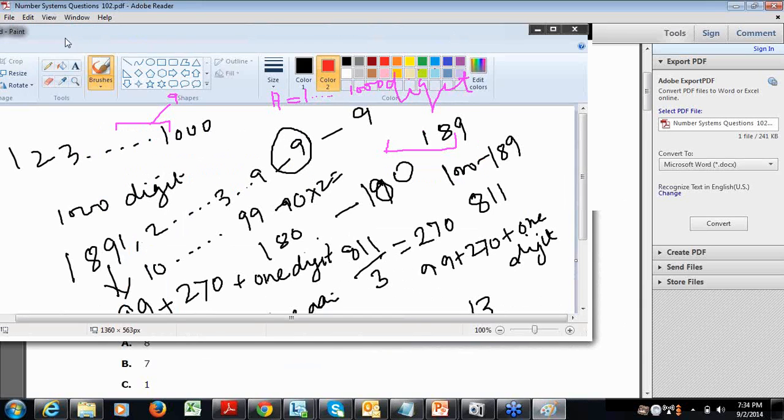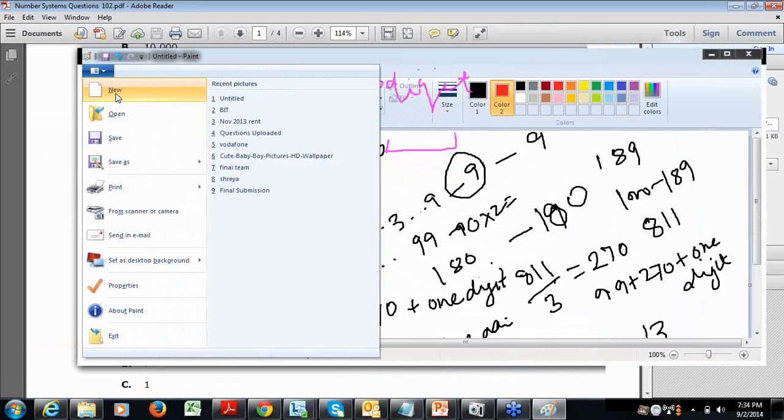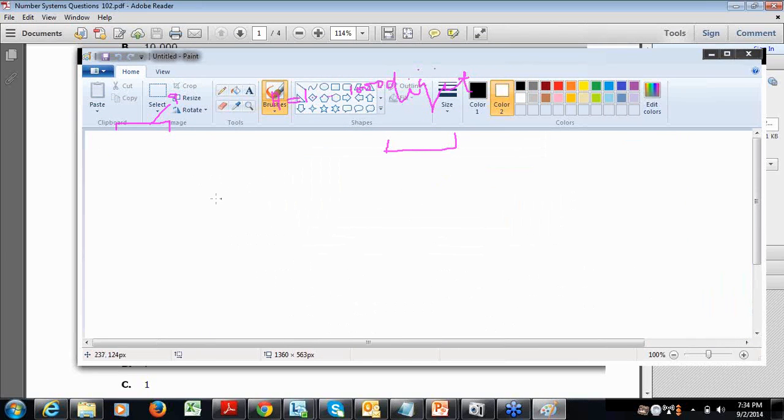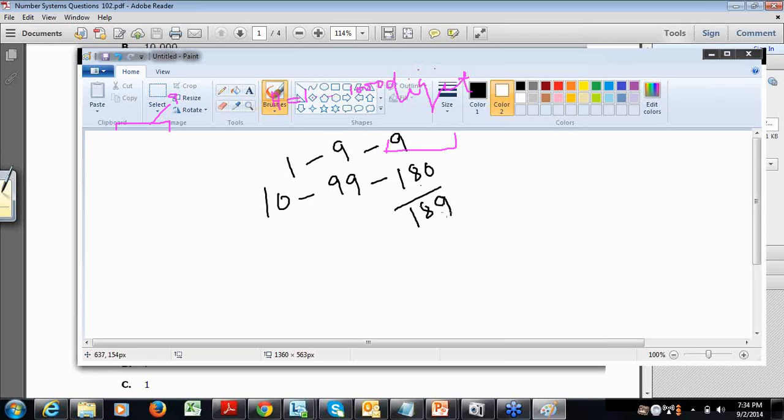So two digit numbers will be from 10 till 99. So how many digits are there? 180 digits. 1 to 9 will be 9 digits. 10 to 99 will be 180 digits. How many digits have been done? 189. And how many digits we have to find out? Till 1000. So how many are left? 811. Okay, so 811 will be all 3 digit numbers.